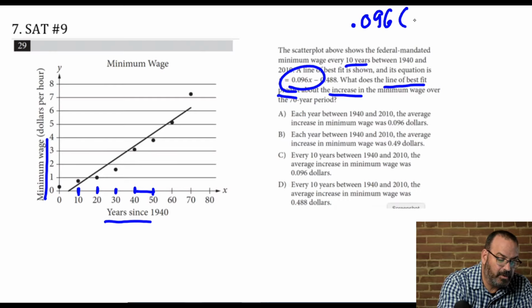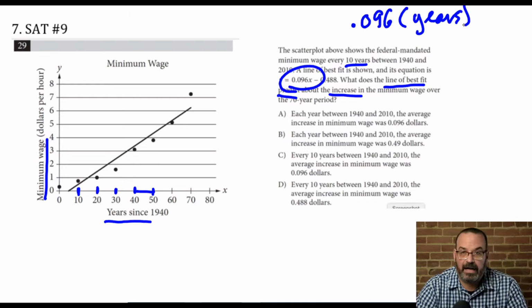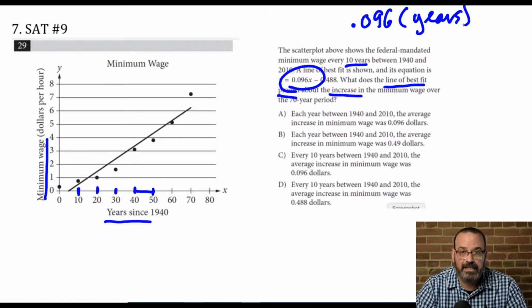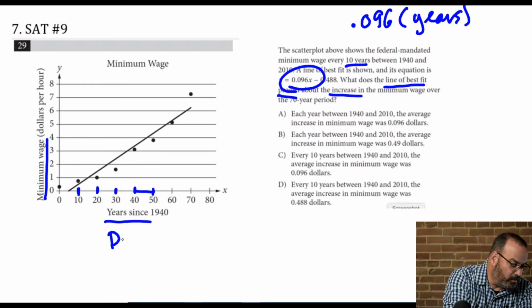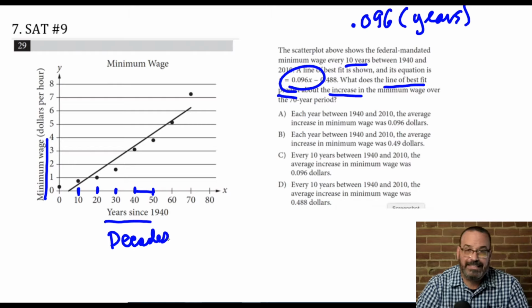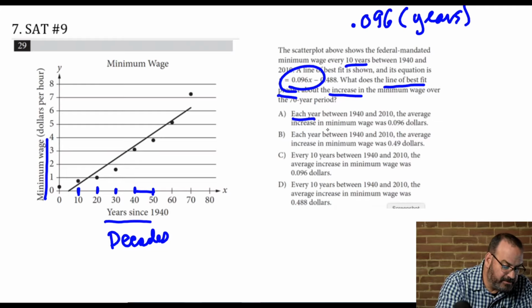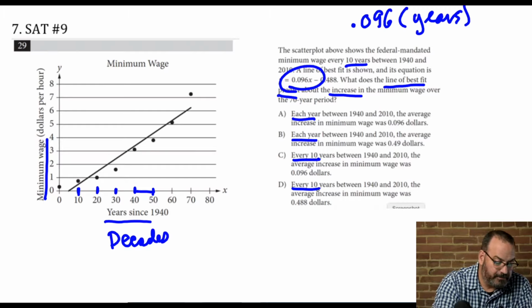0.096 per x. What's x? Years. Well, let's see if any of my answer choices matches 0.096 for every year or each year. It doesn't say decades. The one thing down here is every 10 years. That would be decades since 1940. Each year, every 10 years, every 10 years. C and D are wrong.